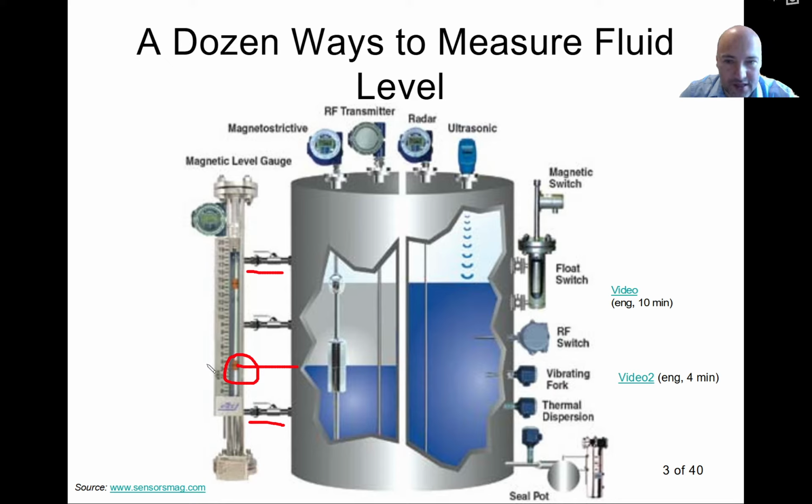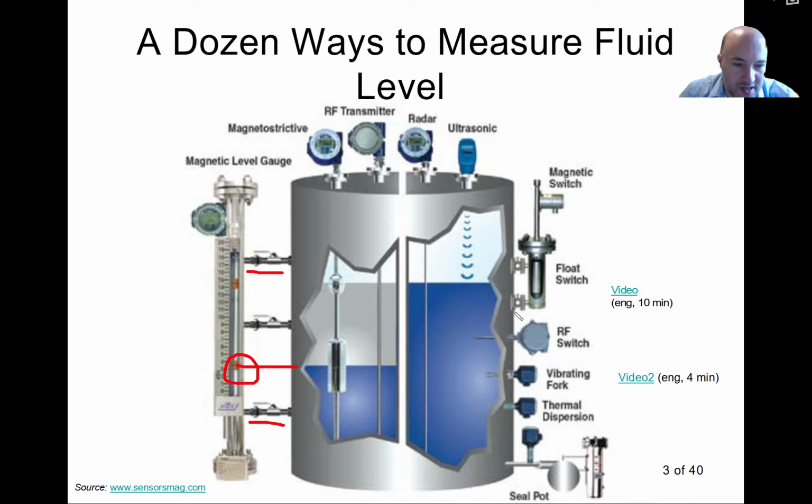So you will see that in liquid level measurement in many cases we take the liquid level and we use some kind of position sensor to detect what is the position level. So here we measure the position of a float with a position sensor, which in this case is based on magnetic, so it's called a magnetic level gauge. So this is a continuous measurement.